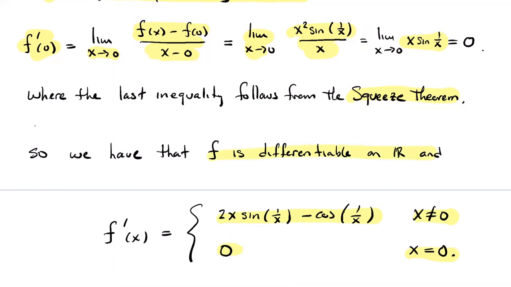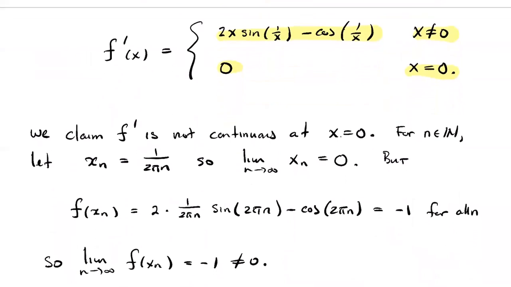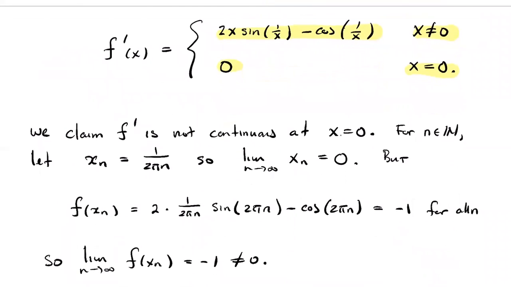F is a differentiable function, and there's its derivative. A corollary: f is continuous. F must be a continuous function on all of R because it's differentiable on all of R. But what about the continuity of F prime? That's what we want to check out. I claim that F prime is not continuous.